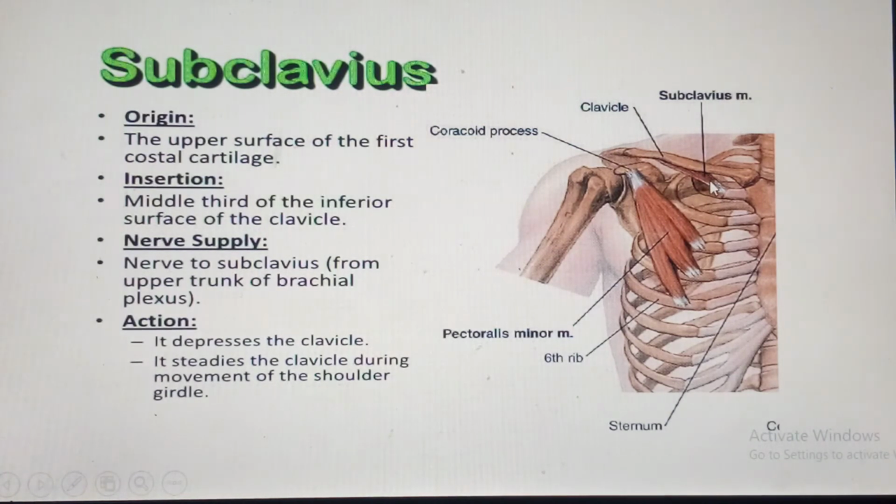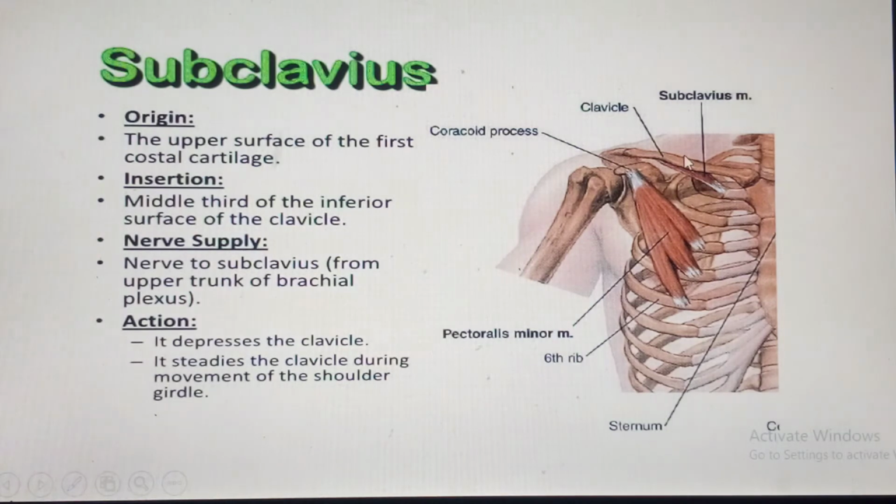muscle. So I don't need to tell you, the subclavius muscle will be innervated by the nerve to subclavius, okay, coming from the upper trunk of the brachial plexus. Therefore it means C5 and C6 root values.